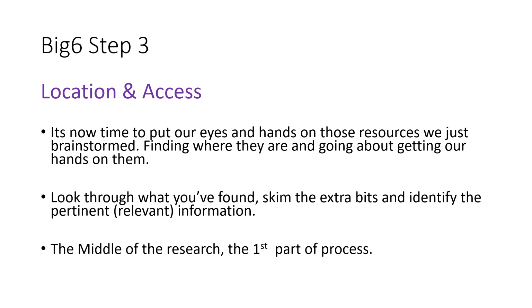Big 6 step number 3 is location and access. So it's now time to put our eyes and hands on those resources that we decided on, and we just brainstormed them. So finding where they are and going about getting our hands on them specifically. Once we've found them, we can skim the extra bits and identify where the information is that is pertinent and relevant to our research needs. This is the part of the middle, and it's the first part of process.